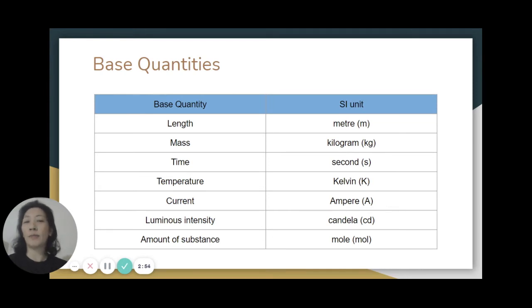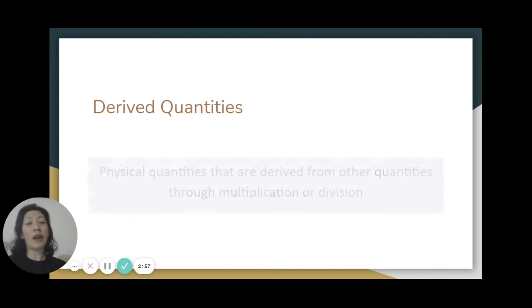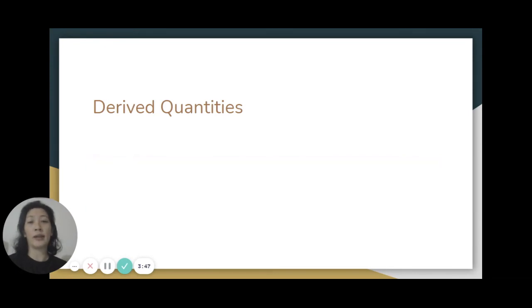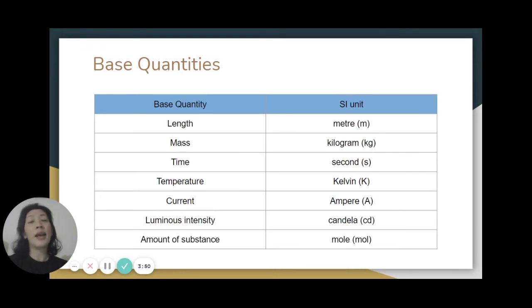Now let's go through the concept of derived quantities. Derived quantities are physical quantities that are derived from other quantities through multiplication or division. These other quantities could be either base or even other derived quantities. So remember, I mentioned earlier that there are thousands and thousands of physical quantities. As long as that quantity is not listed in the base quantity list, it is definitely a derived quantity. So that's how you tell whether or not the quantity is a base or derived quantity. If it's not on the base quantity list, I'll just go back the slide to show you one more time here. As long as the quantity is not on this list, it is a derived quantity.